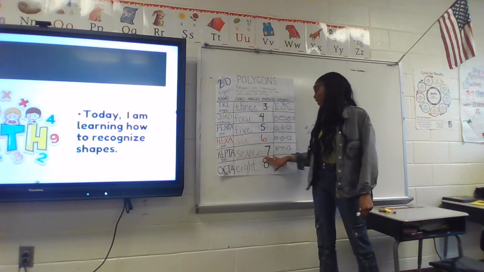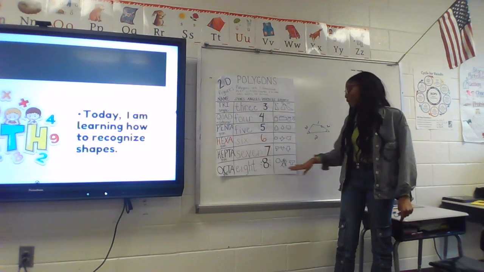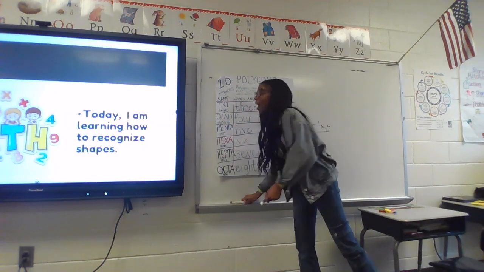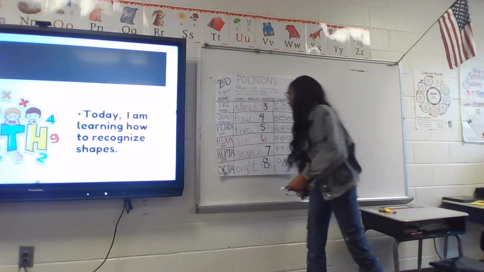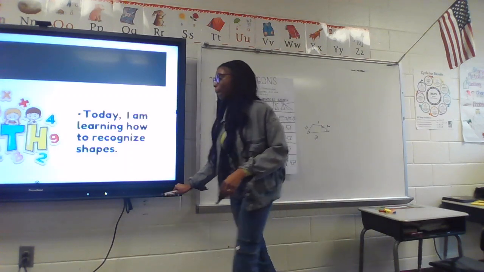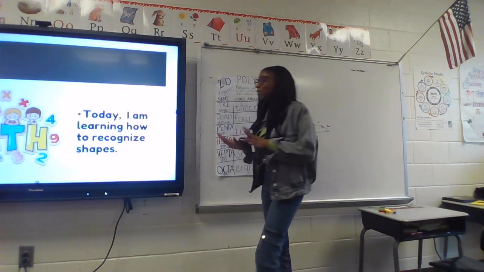A heptagon has 7 sides. And we know an octagon has 8 sides, right? Because we heard of an octopus. And an octopus has how many arms? 8. Okay, so now we're going to do a quick trivia game.